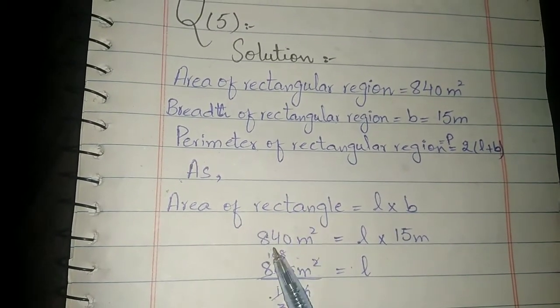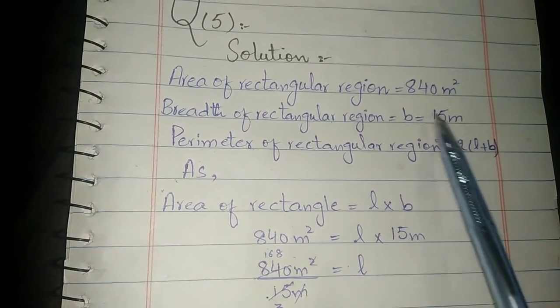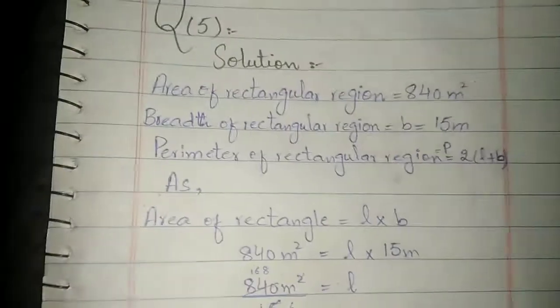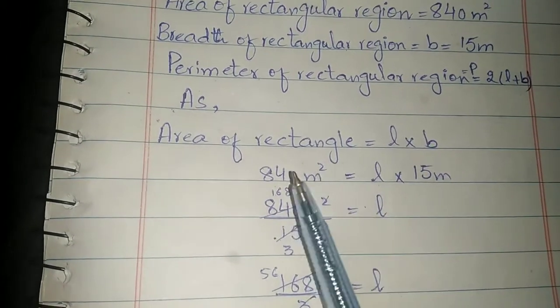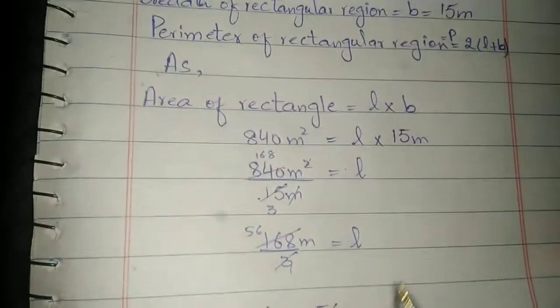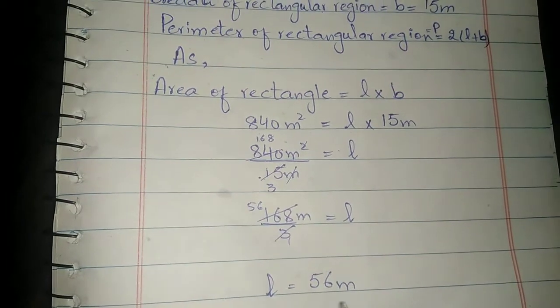Area of the rectangle is equal to 840 meter square. Length we have to find, and B is equals to 15 meter. So 15 is multiplying with L, then it has to be divided with 840 and we get the answer after cancellation, L is equals to 56 meter is the length of the rectangular region.